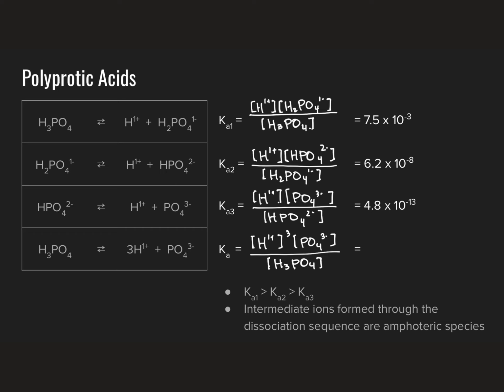And as it turns out, we have a way that we can actually derive the Ka from the overall dissociation here by looking at the Kas of the individual steps along the way. Something I'd like you to note here is what happens when we multiply the Ka values of each individual step from the first 3 stepwise dissociations.